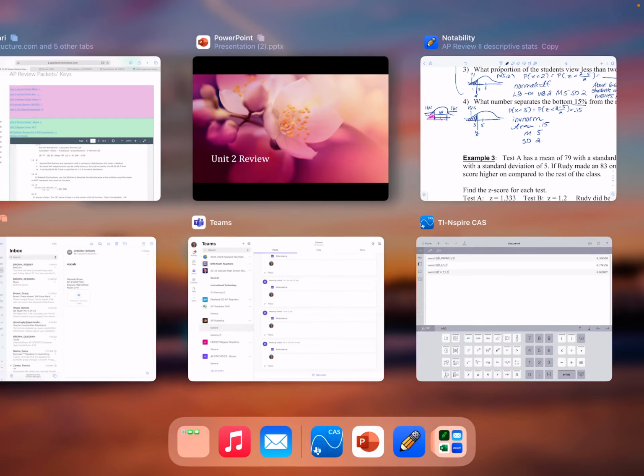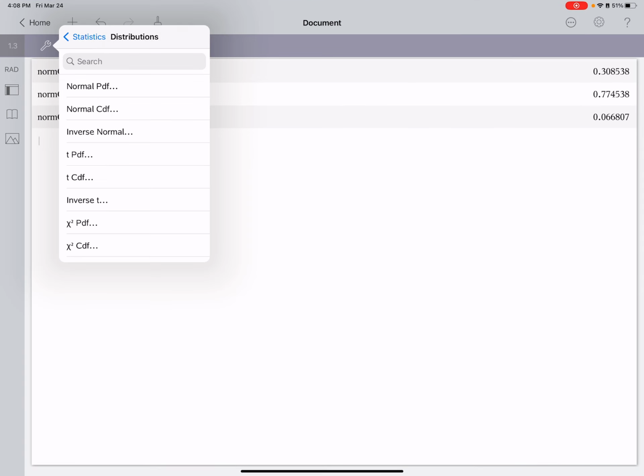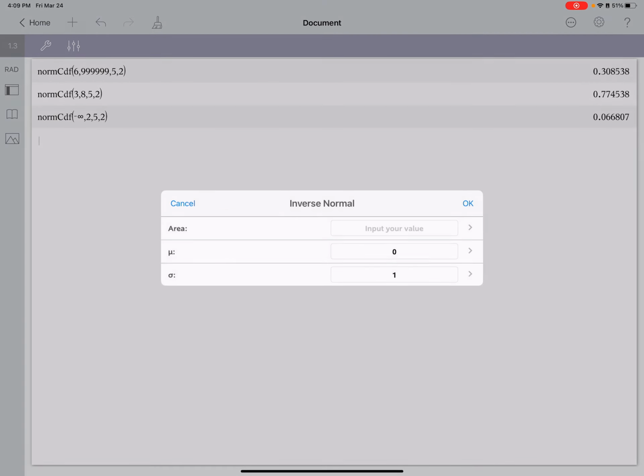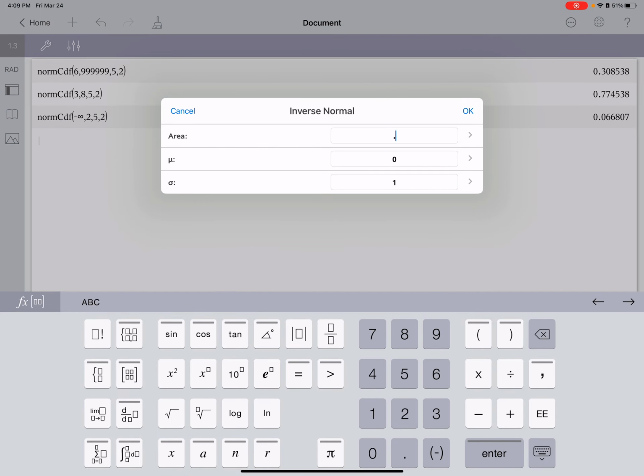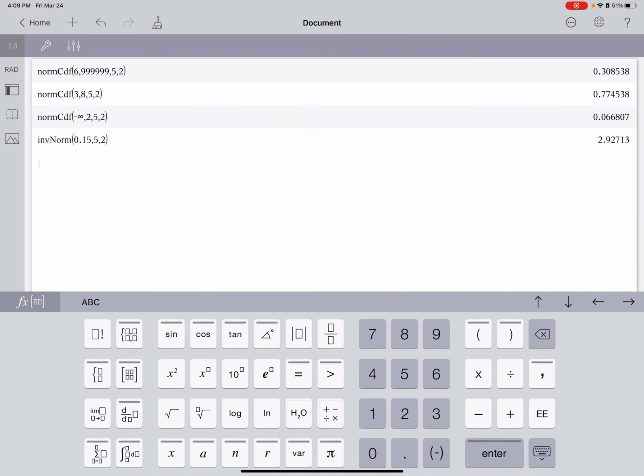So we're going to go to our calculator. And we're going to go to Menu, Stats, Distributions, Inverse Norm. And the area is 0.15. The mean is 5, and the standard deviation is 2. And so I get 2.9.